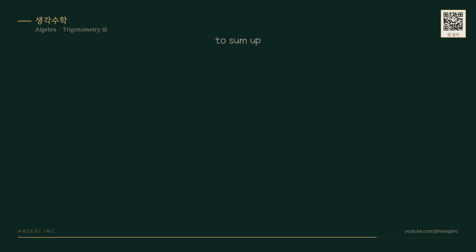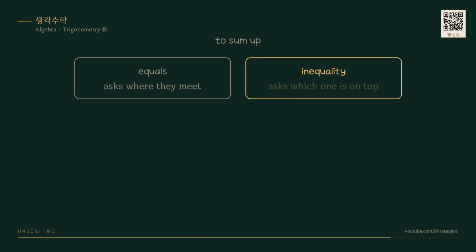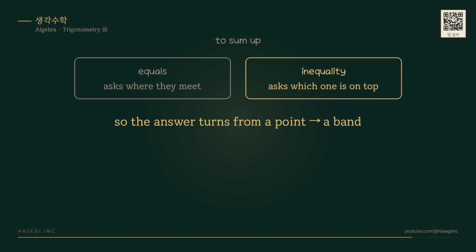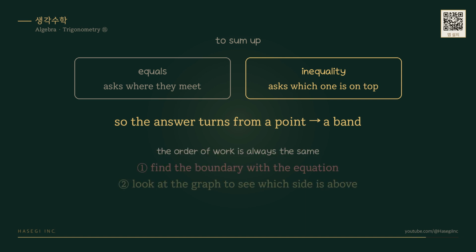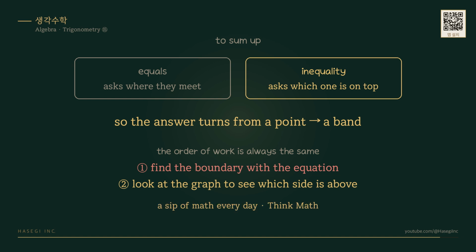To sum up, an equals sign asks where the two graphs meet. An inequality sign asks which one is on top. That is why the answer turns from a point into a band. The order of work is always the same. Find the boundary with the equation first, then look at the graph to see which side is above.